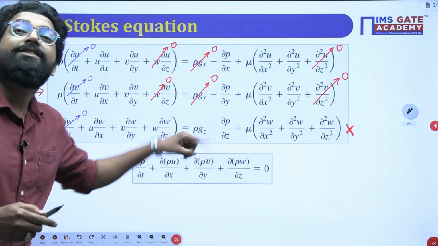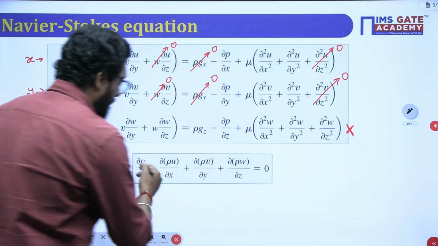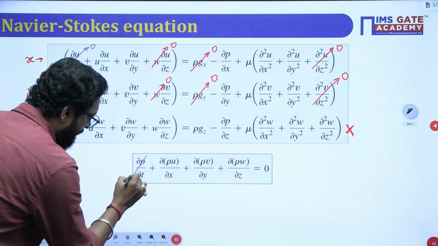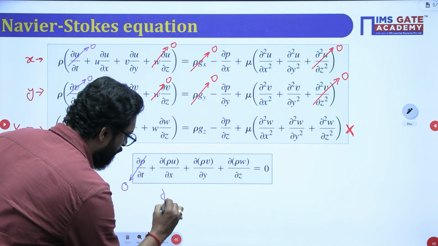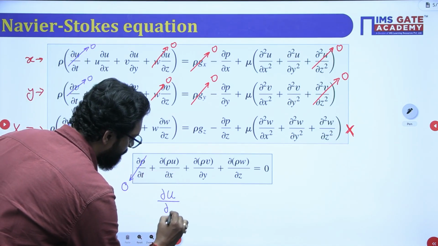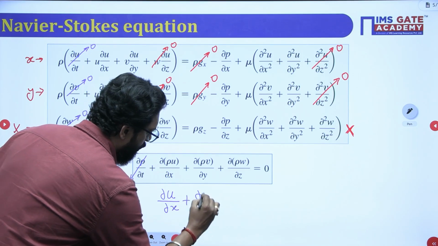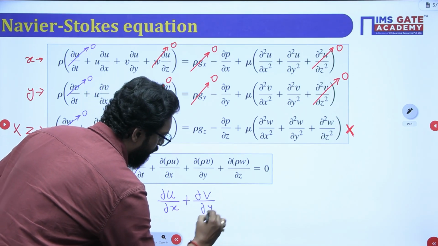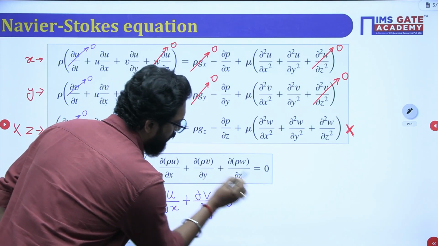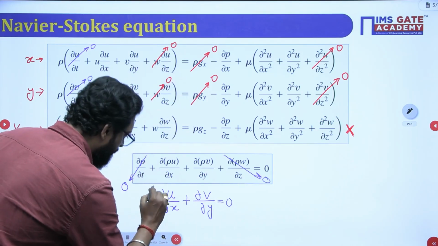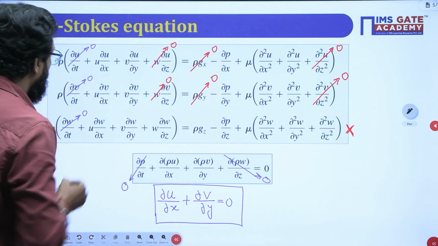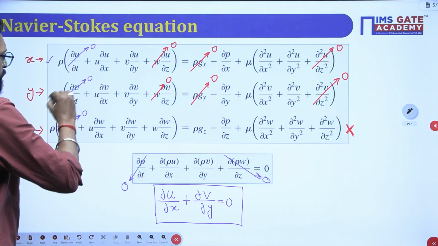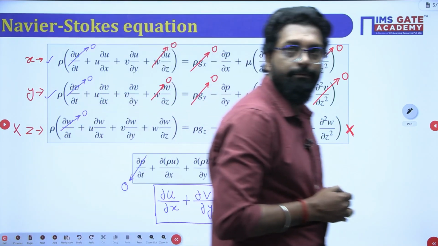The fluid is incompressible and steady, so that term is 0. If you take the density out, that means dou u over dou x plus dou v over dou y is equal to 0, and since it is two-dimensional, this is 0. So these are the continuity equation in two dimensions for steady incompressible flow, and these are the momentum equations in the x and y directions.